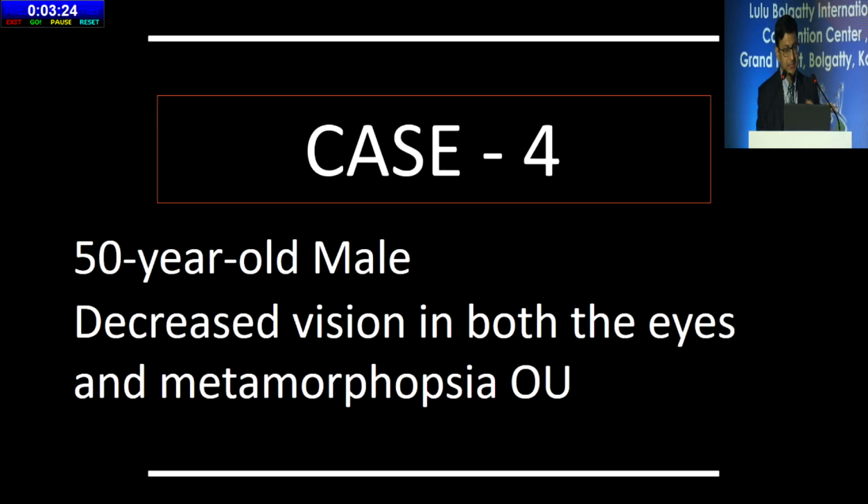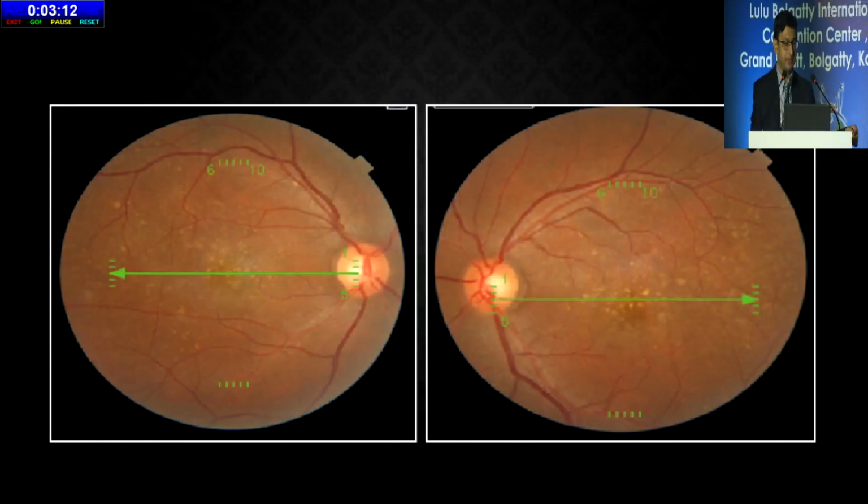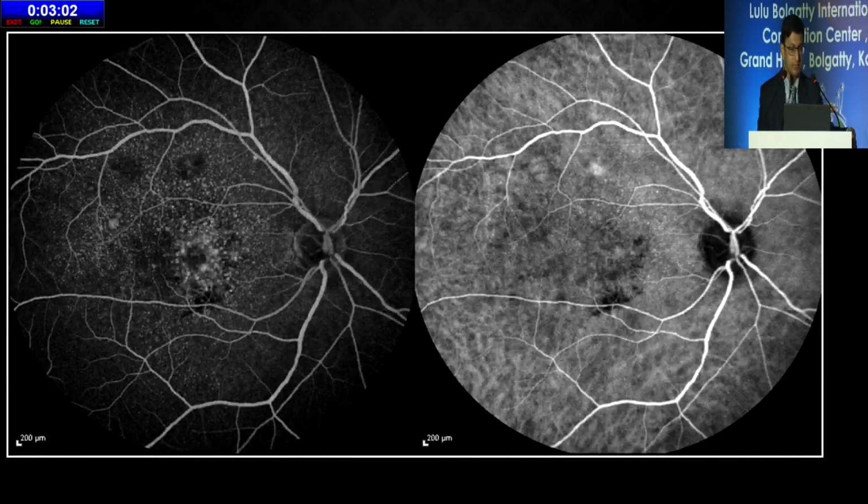Now this is another patient here who is complaining of decreased vision in both the eyes, and what's striking to me is the age. 50-year-old male, metamorphopsia in both eyes. Do not be very prompt in diagnosing AMD in these patients. So you can see here you have multiple drusen. I've been saying drusen are important for diagnosing AMD. Now this patient has bilateral drusen. But the characteristic of drusen becomes very important.